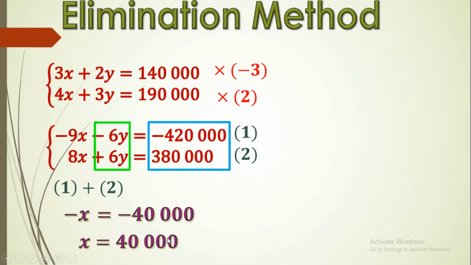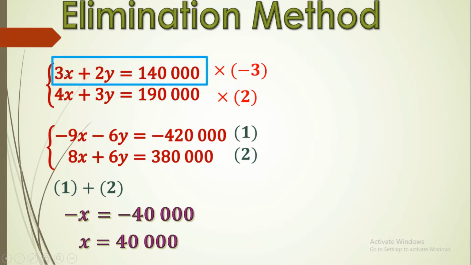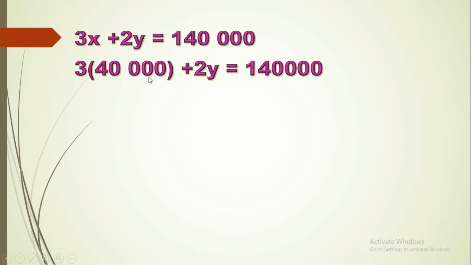Well, when we eliminated the unknown y, we got one equation containing one unknown, which was x. Now we have determined the value of x, which is 40,000. If we replace x by its value in any one of the four equations, we can know the value of y. If we use, for example, 3x plus 2y equal 140,000, we replace x by its value, which is 40,000. Now we can detect the value of y.